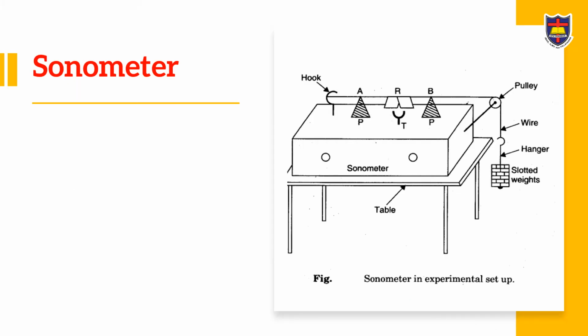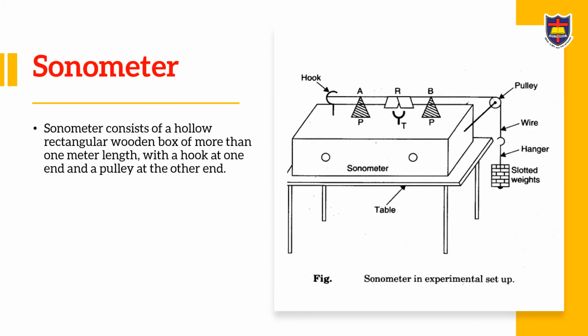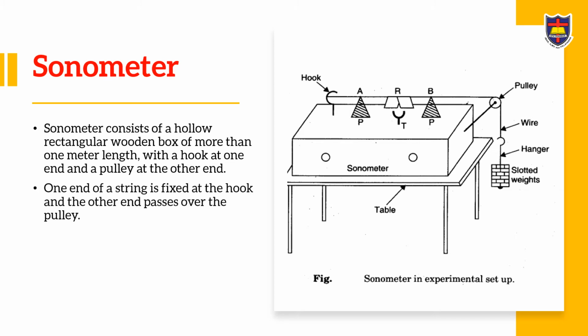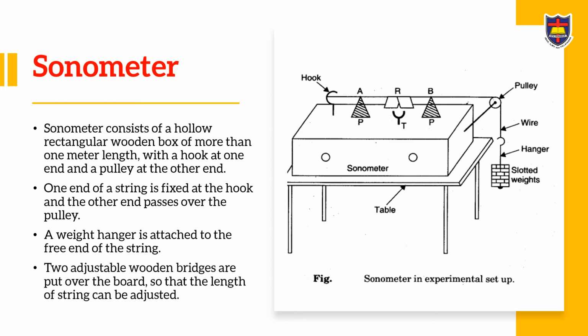So here are the parts of the sonometer. A sonometer consists of a hollow rectangular wooden box of more than 1 meter in length, with a hook at one end and a pulley at the other end. One end of the string is affixed at the hook, and the other end passes over the pulley. A weight hanger is attached to the free end of the string. Two adjustable wooden bridges are put over the board, so that the length of the string can be adjusted.